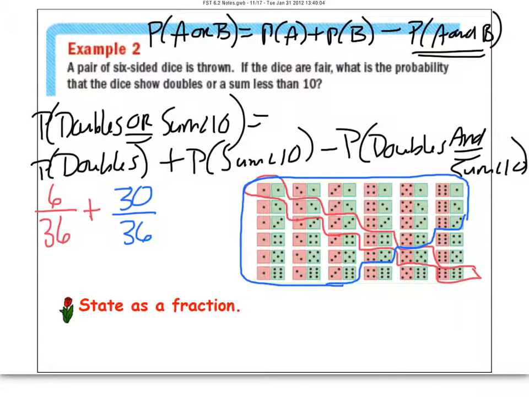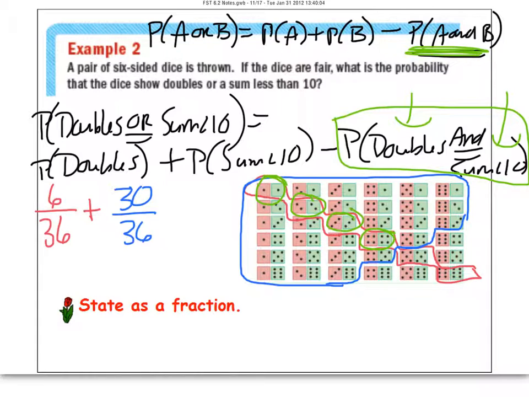Now, this last component, what this means right here, says, wait a second, look in particular at your drawing. Is there anybody that had doubles and the sum was less than 10? Because if you did, you're going to notice you double counted them. This one, and this one. We have 4 of them that were double counted. So I really just look at this third piece of the formula as getting rid of anything I double counted. So I have to back out 4 out of 36.